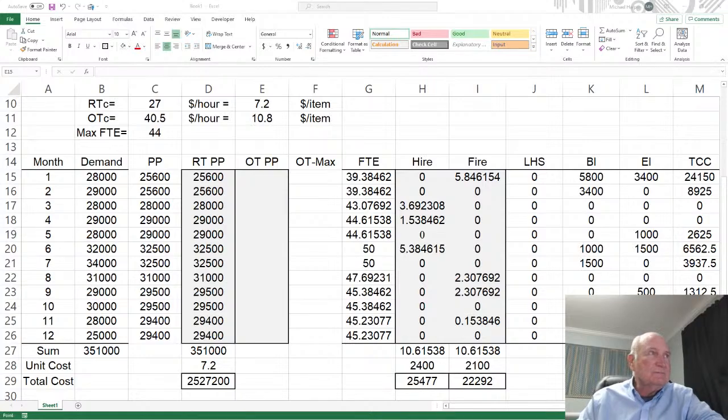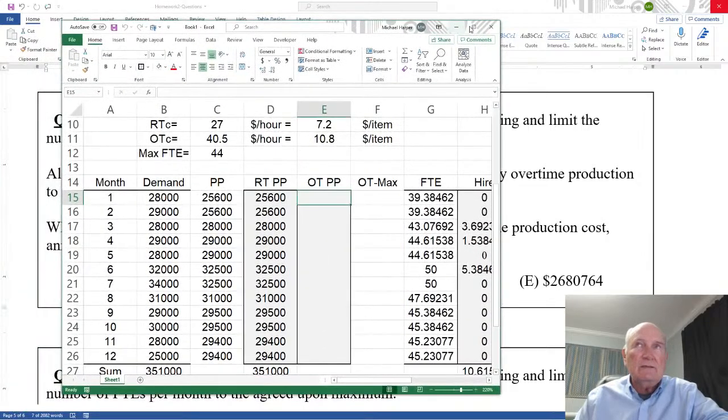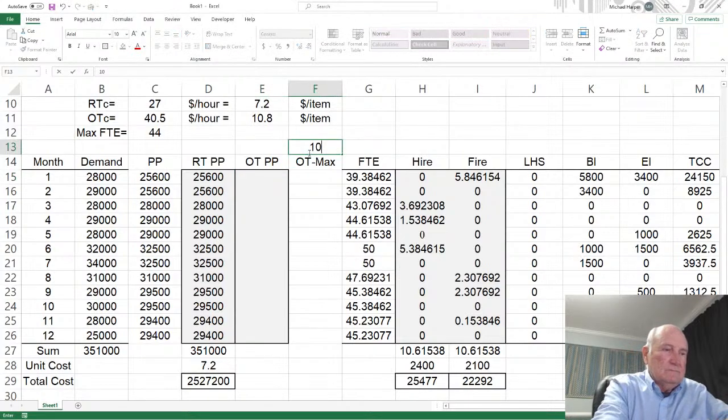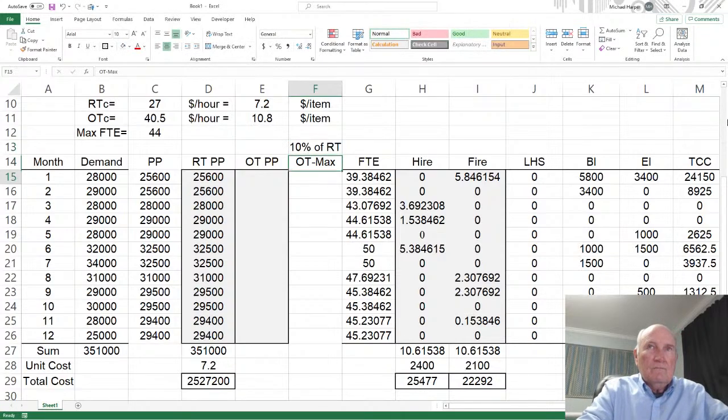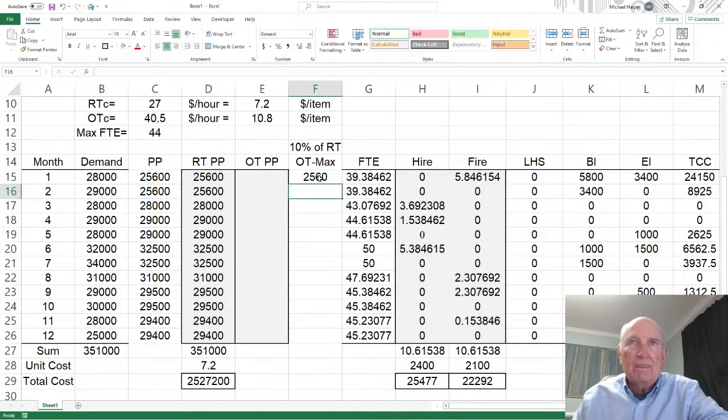And the overtime max is going to be, let's see, what was it? 10% of your regular time production. Not 10% of the regular time. Okay, this is 10%. Equals 0.1 times our regular time production, whatever that's going to be. We copy that down, and that's going to be a constraint. And there we go.